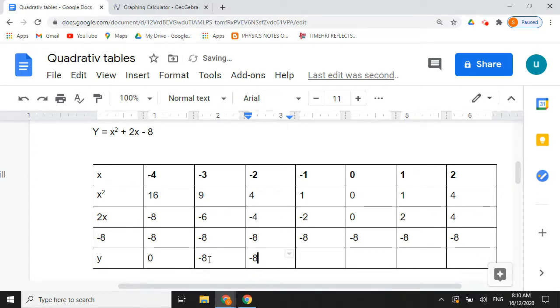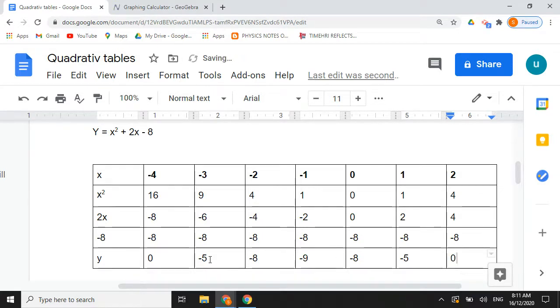Let's recheck this one right quick. 9 minus 6, that's 3, and 3 minus 8, that's minus 5. 1 minus 2, that's minus 1, minus 8, that's minus 9. 0 minus 8, that's minus 8. 1 plus 2, that's 3, minus 8, that's minus 5. And 4 plus 4, 8 minus 8, that is 0.